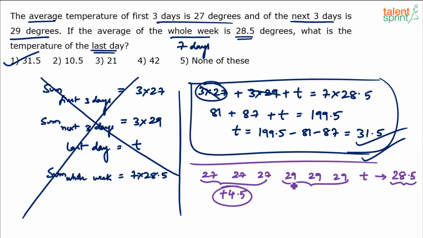But look at what the other 3 persons did. Thursday, Friday, and Saturday, I was supposed to give them 28.5, but these people took extra. How much extra? 0.5 extra. Thursday took 0.5 rupees extra.